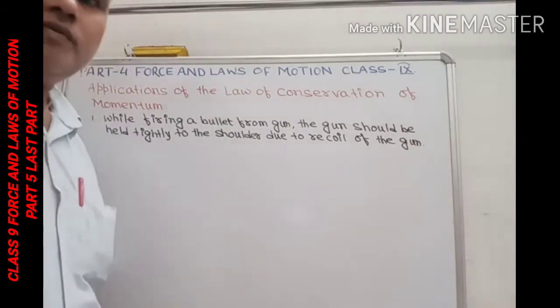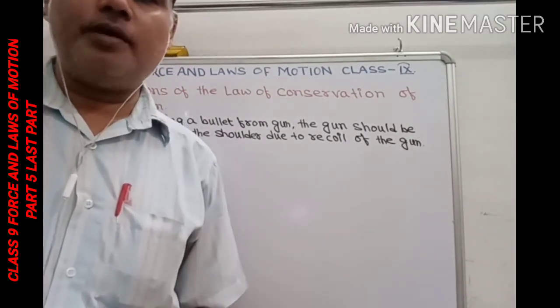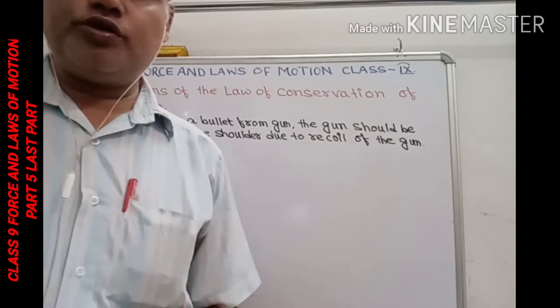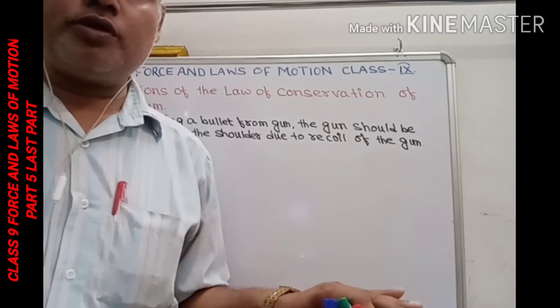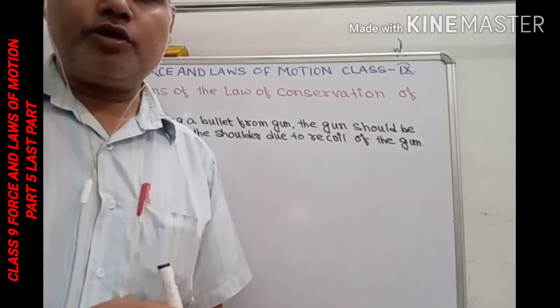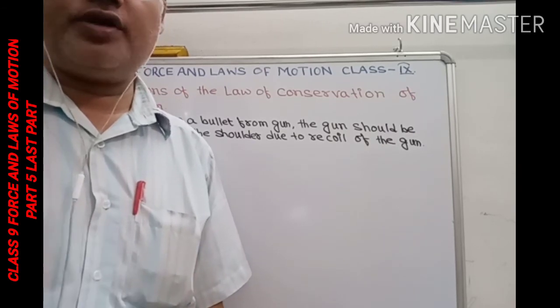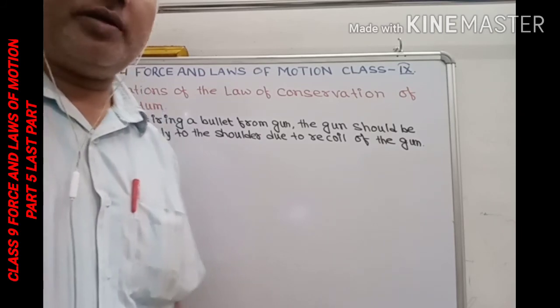Similarly, when a man jumps out of the boat to the shore, the man pushes the boat slightly in the backward direction, and the boat pushes the man in the forward direction. Hence, it also conserves the momentum.